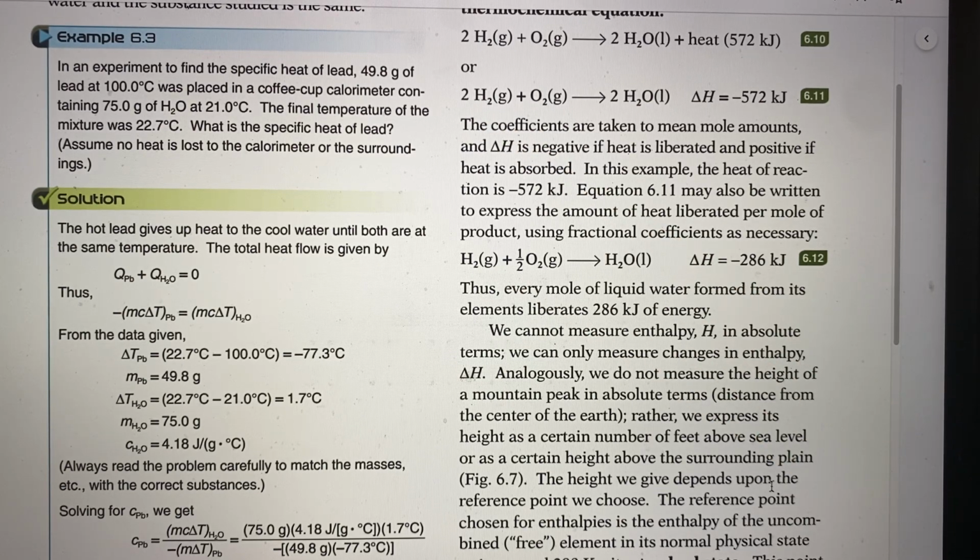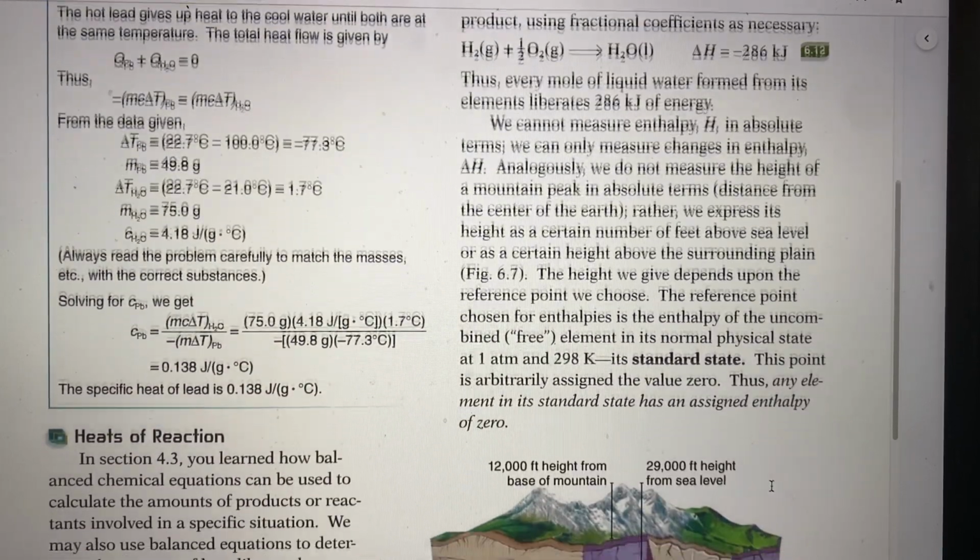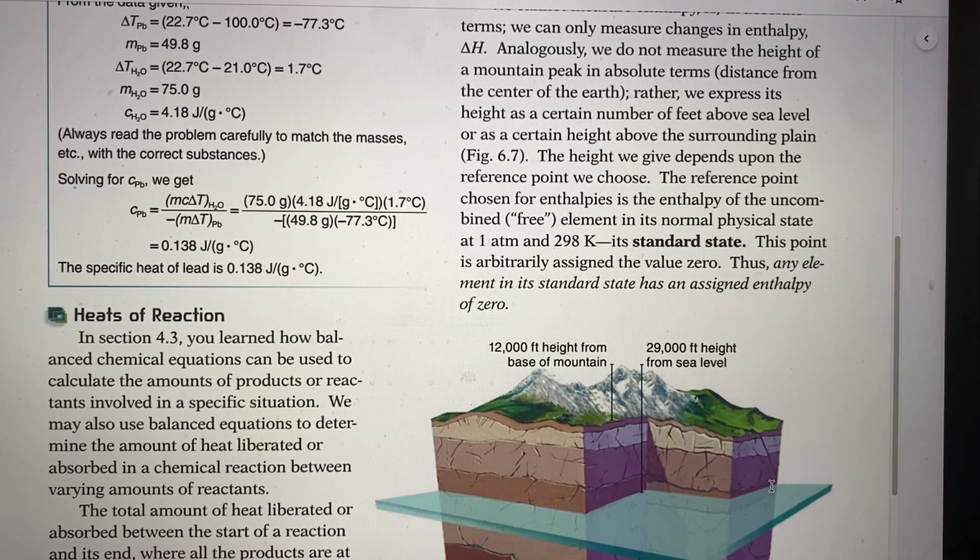And we can't measure enthalpy in absolute terms, so we have to measure it by temperature and such, right? By outside sources. So I like this part where it says the height we give depends on the reference point. So this is what we talked about in the last section. We're talking about that standard state.